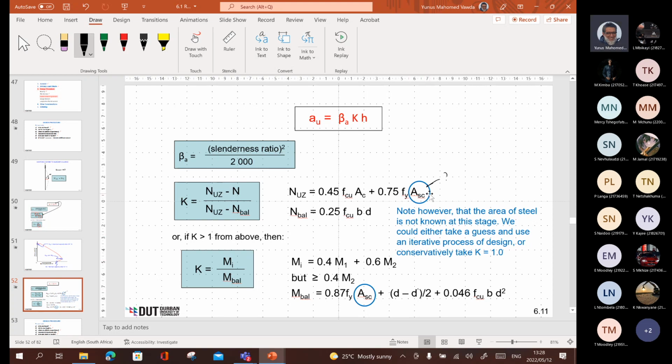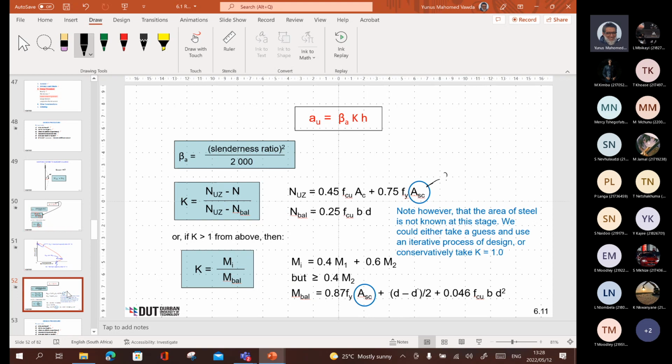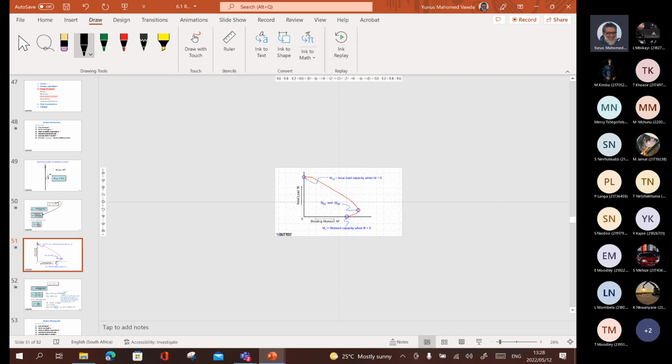The problem is we're starting with an unknown area of steel, so that's where our headache is. What we actually have to do is make an assumption, redo the calculation and see where we're coming out with K. We may have to iterate this a couple of times till we get to the right answer. So you have axial load and you have bending moment, and N and M balance are there. That is the capacity when the force is 0 and it's only bending moment, so it's behaving like a beam. So this is the beam part of it.